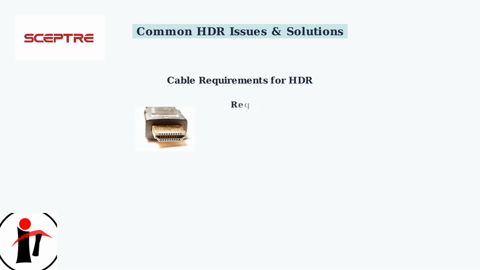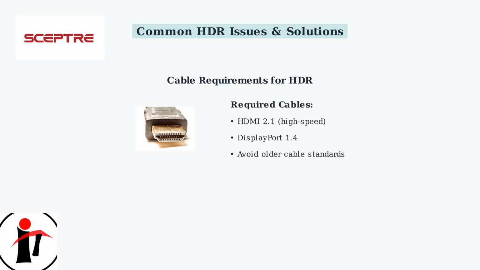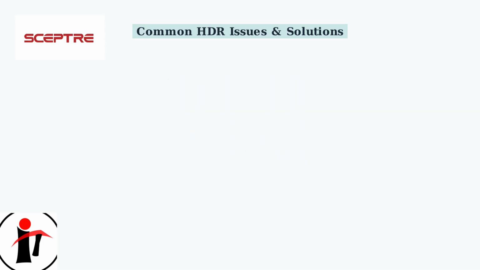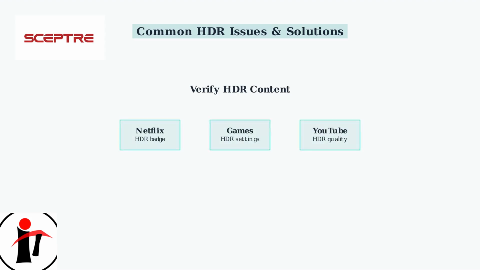Cable quality is crucial for HDR performance. Use high-speed HDMI 2.1 or DisplayPort 1.4 cables to ensure your monitor receives the full HDR signal without compression or loss. Always verify that your content is actually HDR encoded. Many videos and games appear in standard dynamic range even on HDR monitors. Look for HDR badges or settings in your streaming apps and games.